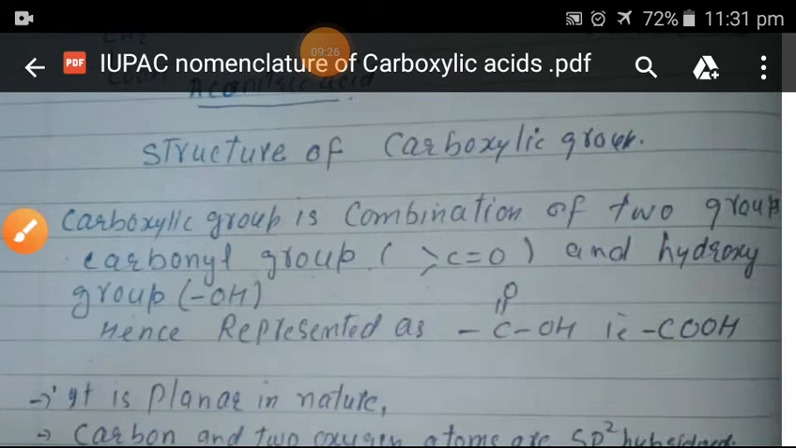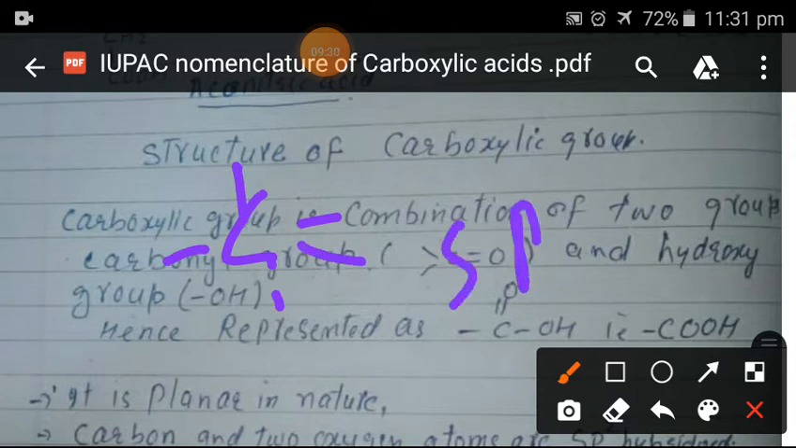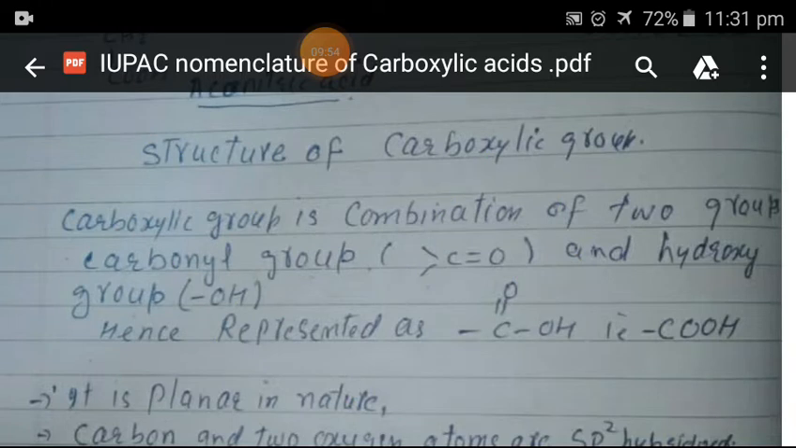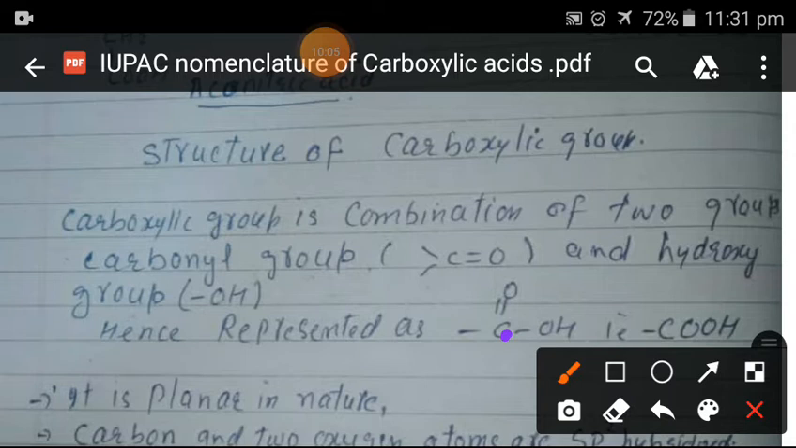You must remember that if carbon has single bonds, it has sp3 hybridization. When carbon forms a double bond, the carbon atom will be sp2 hybridized. Similarly, when carbon forms a triple bond, the carbon atom will be sp hybridized. Clear? So by seeing the orbital picture of the carboxylic group, you will see that this carbon is sp2 hybridized, this oxygen is sp2, and this may be s or sp3 hybridized. Clear?